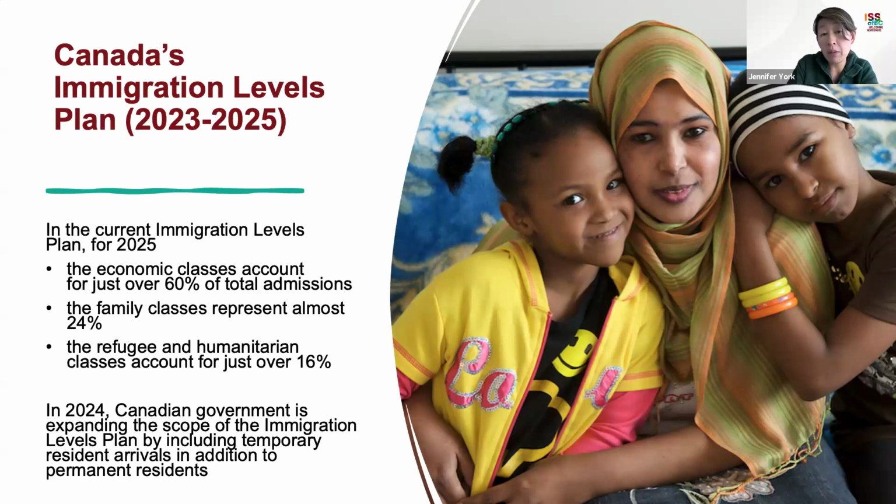What's also interesting about the levels planning for 2024 is the government is looking to expand to include temporary resident arrivals in addition to permanent residents. The plan is to reflect that newcomers have both permanent and temporary pathways to resident status, hoping to create a more welcoming community. Details of that have not been out, but it's important to note that this is the first time they have looked at levels planning with temporary residents in mind. So it hopefully will better align with our immigration systems and the needs of the country.